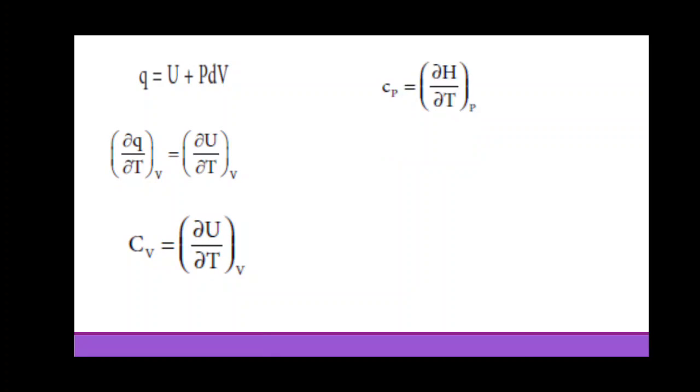Likewise, Cp, molar heat capacity at constant pressure, can be defined as the rate of change of enthalpy, ∂H with respect to temperature ∂T at constant pressure. So Cp equal to ∂H/∂T at constant pressure. So Cv and Cp, keep this in your mind. It is derived from the first law of thermodynamics.